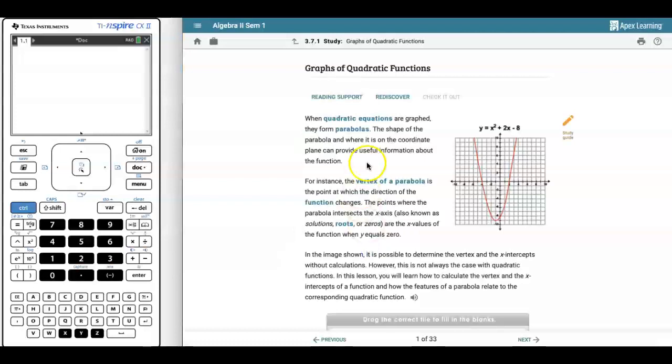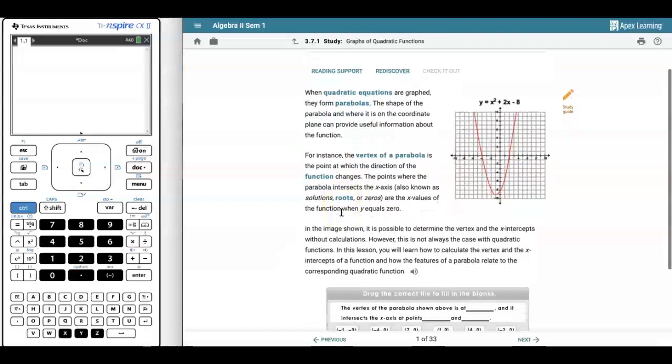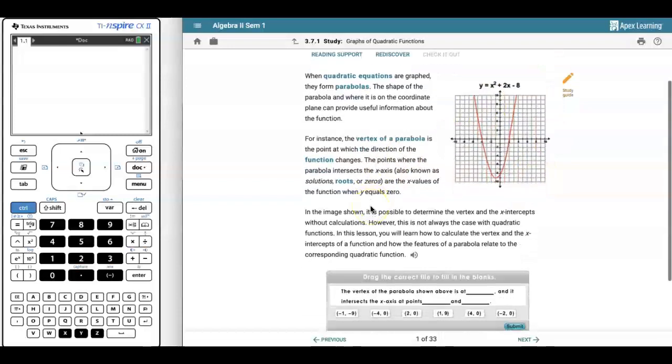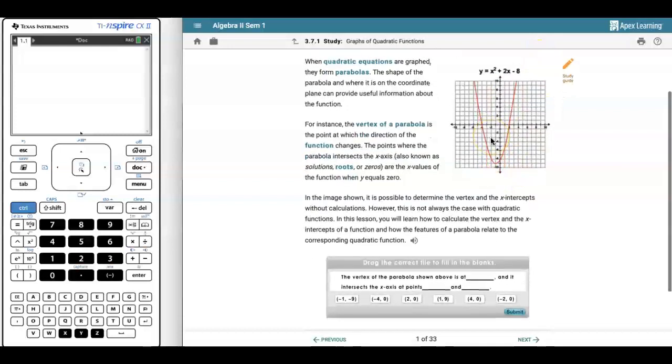So graphs of quadratic functions are parabolas, again this U shape, and they've got a lot of specific things in them that we've already talked about briefly. For instance, the vertex of the parabola is that bottom, that min or max point. It is where the parabola stops going in one direction and goes the other direction. In this example, it goes down, down, down, hits this vertex, starts going up, up, up. It changes.